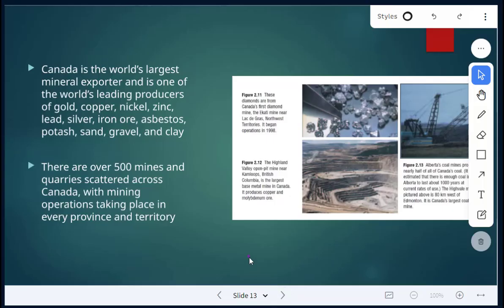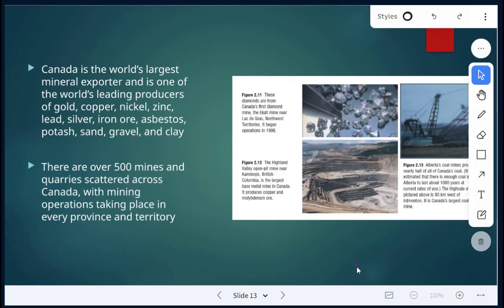Canada is the world's largest mineral exporter. It's one of the world's leading producers of gold, copper, nickel, zinc, lead, silver, iron ore, asbestos, potash, sand, gravel, and clay. There's over 500 mines and quarries that are scattered across Canada, with mining operations taking place in every province and territory.